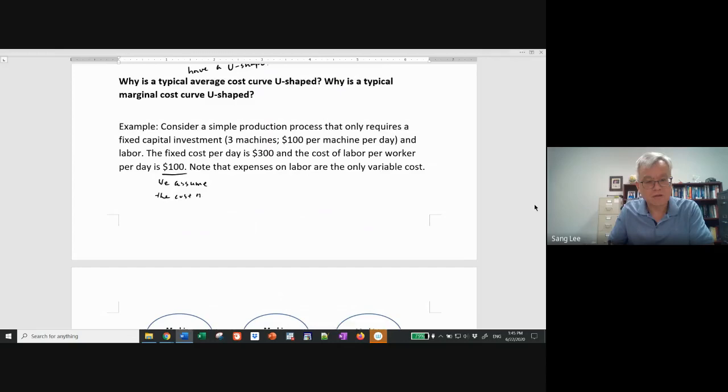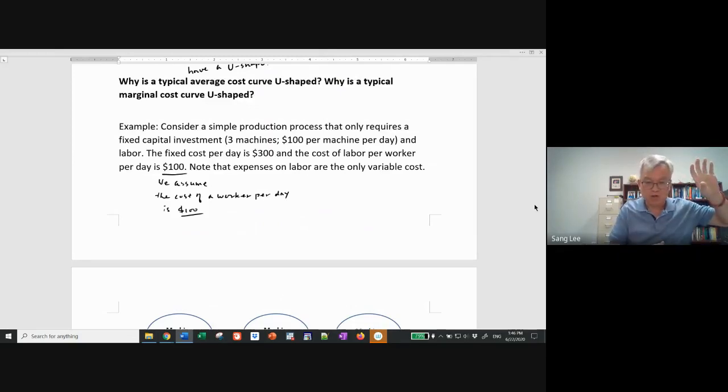So we assume the cost of a worker per day is $100, okay? So if you hire no workers, then what? No labor cost. Now, if you hire 1 worker a day, then what? Labor cost will be $100. If you hire 3 workers a day, then labor cost per day will be $300. Note that expenses on labor are the only variable cost.